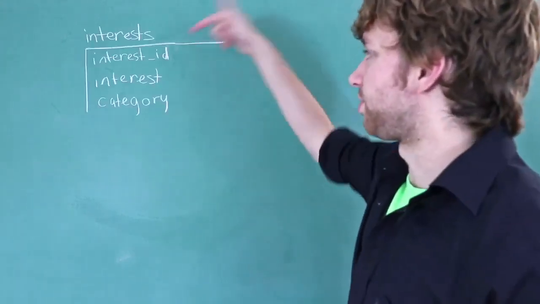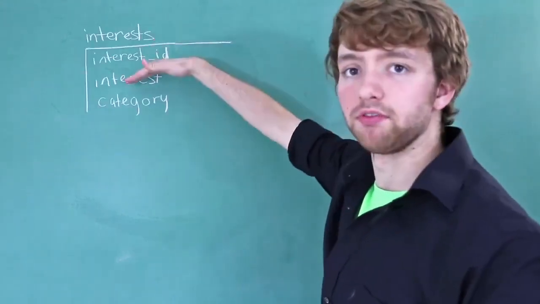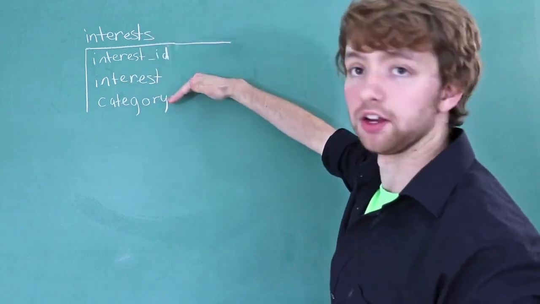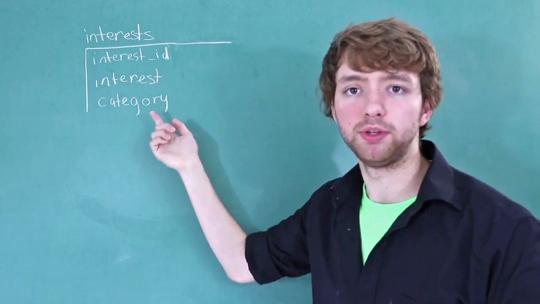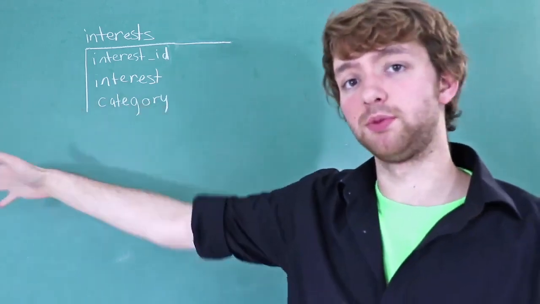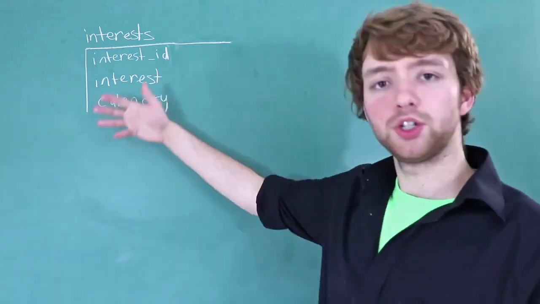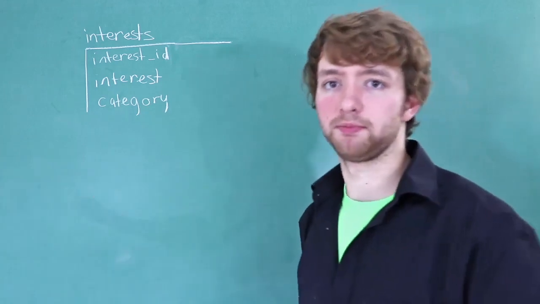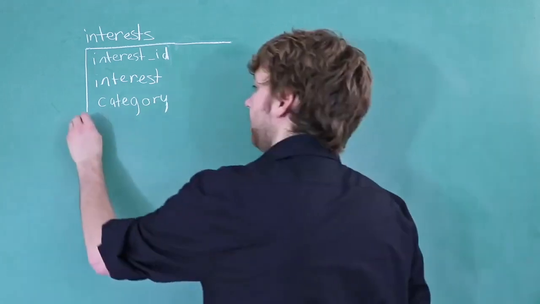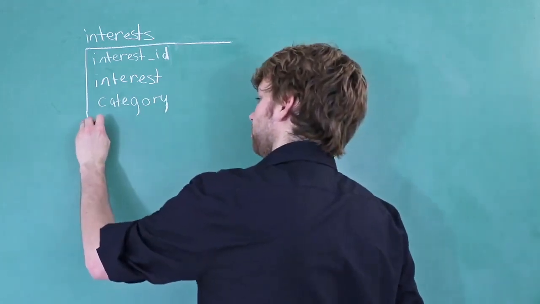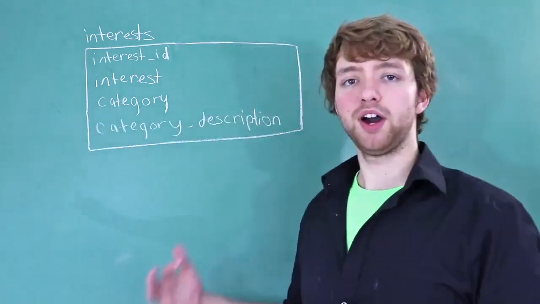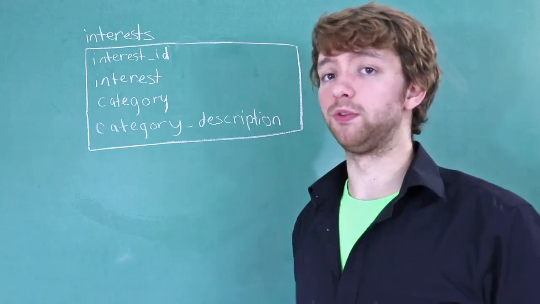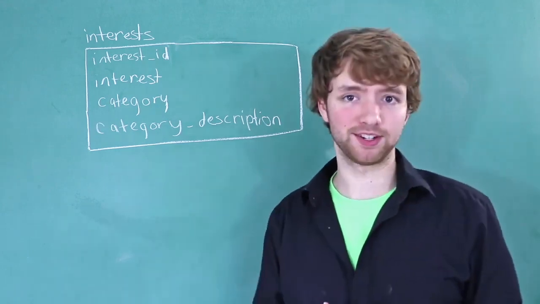So we have three columns, the interest ID, the actual interest value, and then the category that the interest belongs to. Like I said in the previous video, this could be a foreign key to a category table if you want to set that up. For now, you can just leave it as a varchar, for example, and just type in your category. And now let's say we add a column to this. This is a violation of third normal form. But I actually haven't even explained what third normal form is, so I should probably do that first.